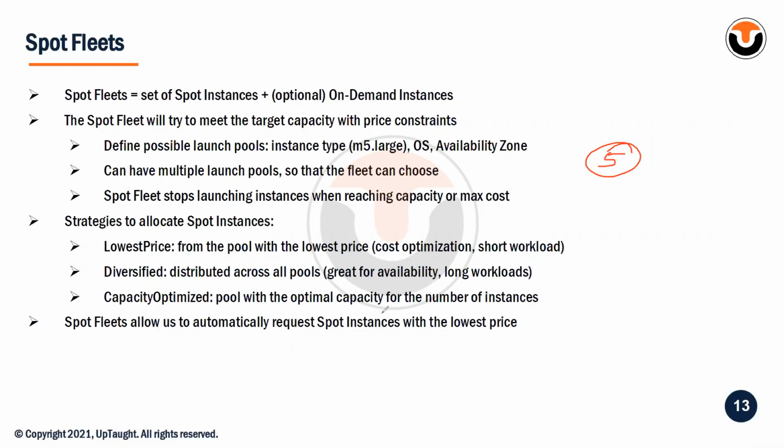And when you want to allocate spot instances, how does it work? For a short workload, if there is a lowest price, then go and use that. The second is diversified, distributed across all pools. The third one is capacity optimized. If you have the machines ready, use that, with your optimal capacity for the number of instances you want to bring up and running. One good thing about using spot fleets is that you don't have to manually bid for it. Let me also quickly show you.